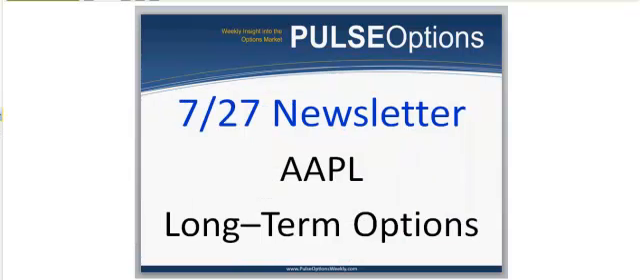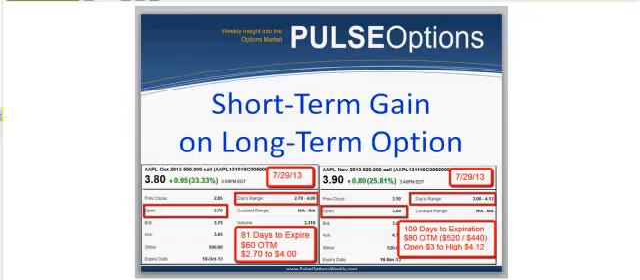Now, not all our moves are short-term moves, right? In the July 27th newsletter this last summer, I talked about long-term Apple options, and I specifically talked about them because the implied volatility was so low. So here's a couple of screenshots. This again was the Saturday, July 27th newsletter.